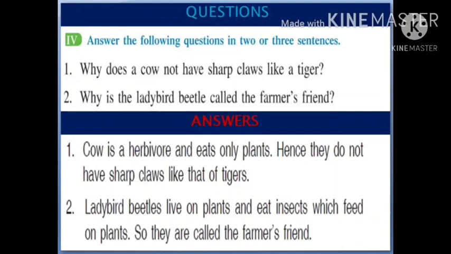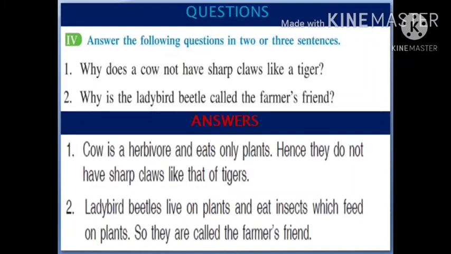First, why does a cow not have sharp claws like a tiger? Answer: a cow is a herbivore and eats only plants. Hence, they do not have sharp claws like those of tigers. So we all know that cows are herbivores and they do not need to hunt any other animals for their food like tigers. So that is why they do not have sharp claws like a tiger.